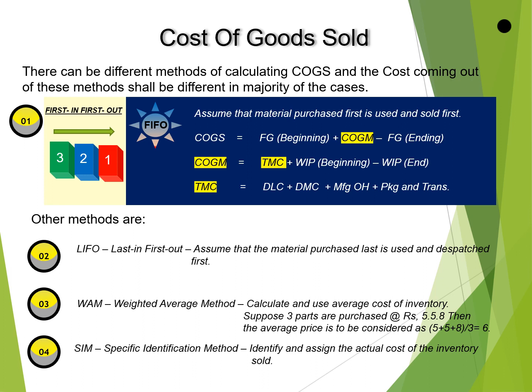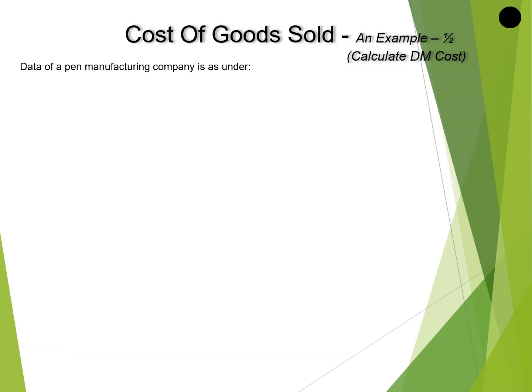And last is SIM, that is specific identification method. In this, we identify and assign the actual cost of inventory sold. That means if we have received these 3 lots, whether we have used rupees 5 material or we have used material which has come from rupees 8, the actual cost of inventory shall be used. So let us understand one more term, that is cost of goods sold.